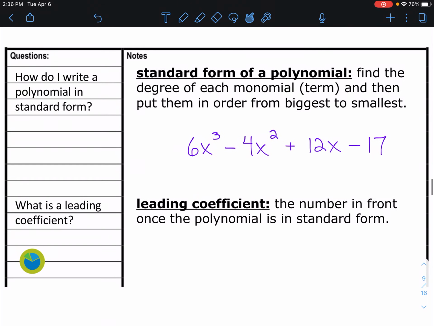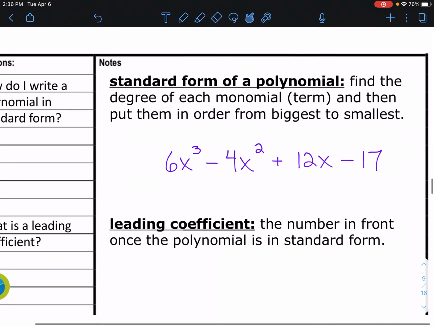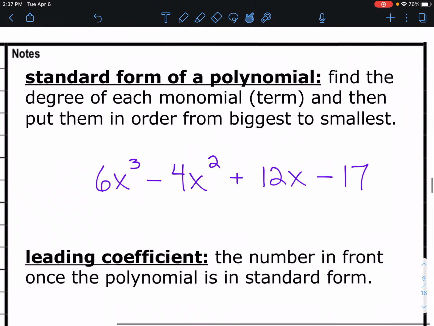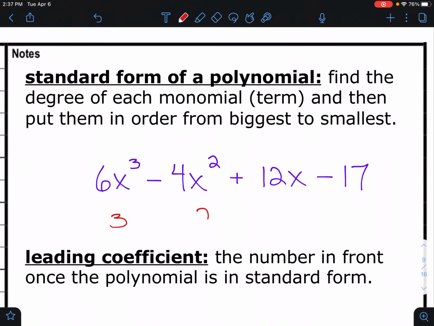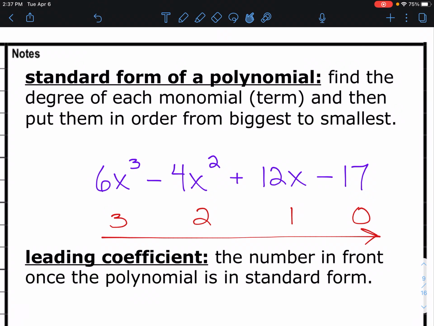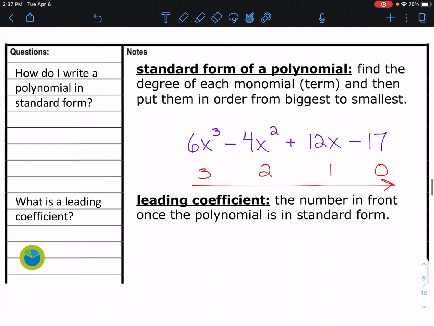Okay, now standard form. Standard form is you're going to write the polynomial in order from the biggest degree term to the smallest. So you'll notice here, if we're looking at this polynomial, this has a degree of 3, 2, 1, and 0. So notice it's going down in descending order. It is decreasing. So this is in standard form already. Okay, so that is what we mean by standard form. Highest degree, work your way down to the smallest one in order. Now, when you write your answers for polynomials, make sure it's always in standard form.